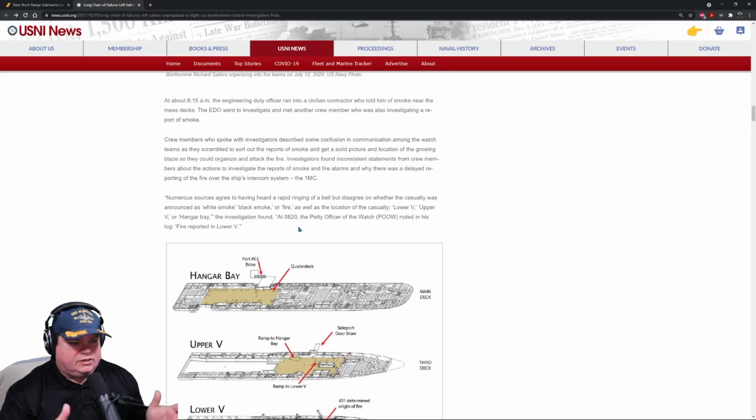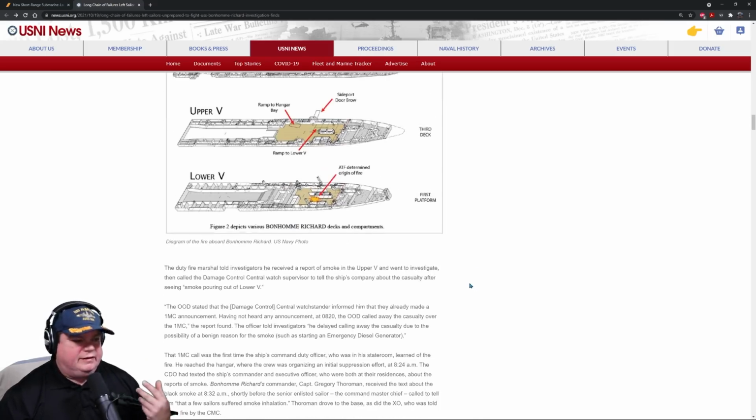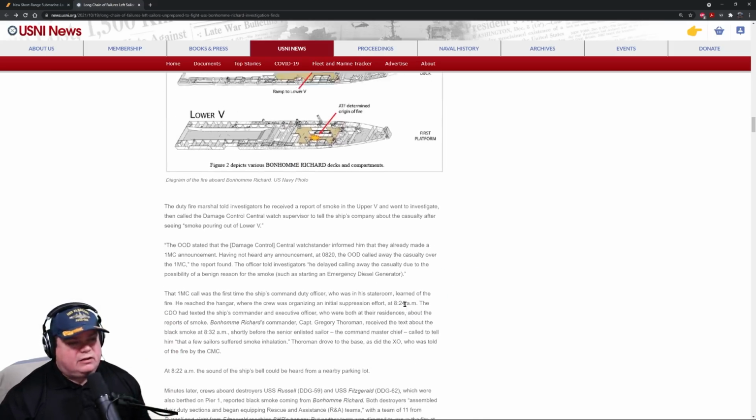Petty Officer of the Watch, that's the guy up on the quarterdeck, I believe so, noted in his log, fire reported in lower V. Okay, so we have a log entry that says everybody's been informed. We know about this. We're logging it. Now we're reacting.